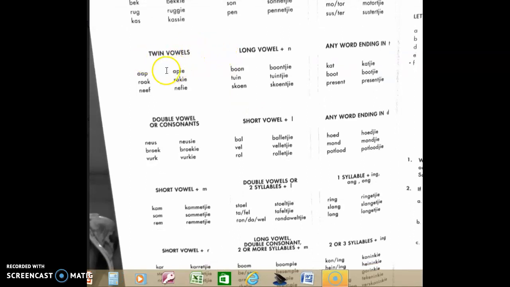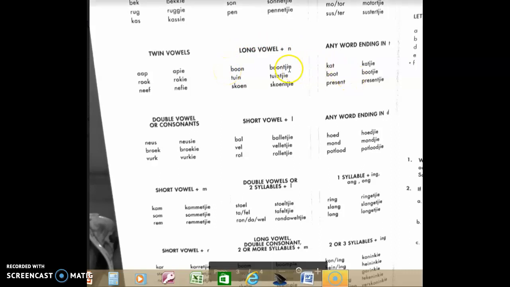Twin vowels. A or oe or e. So you will kill a twin and add IE. Aap, aapie. Rook, rookie. Neef, neefie.